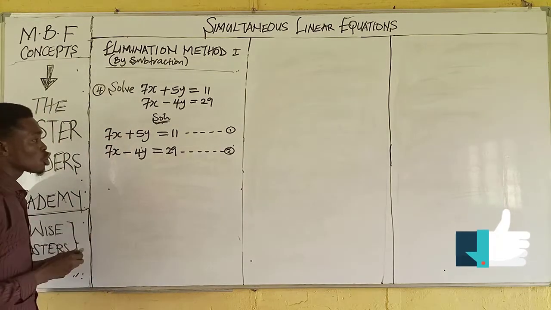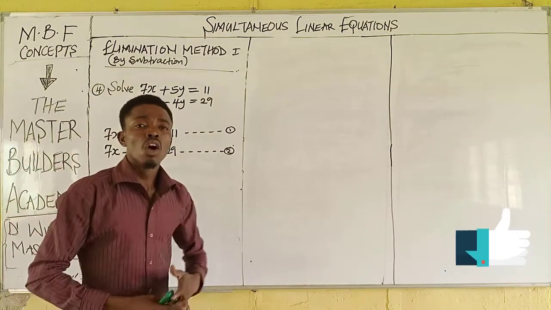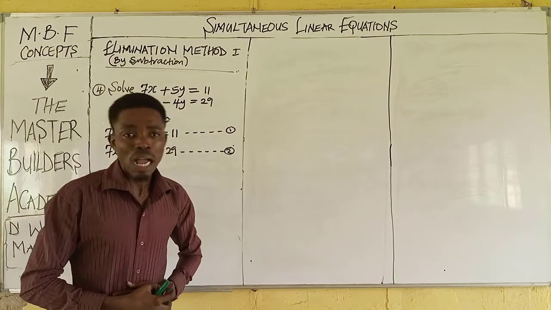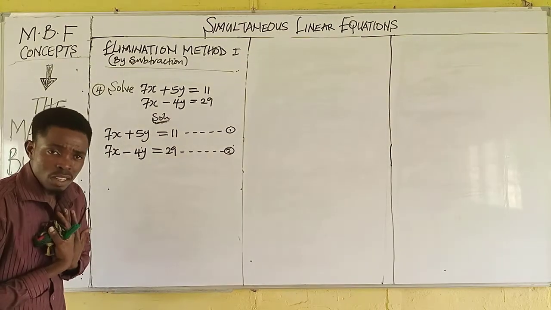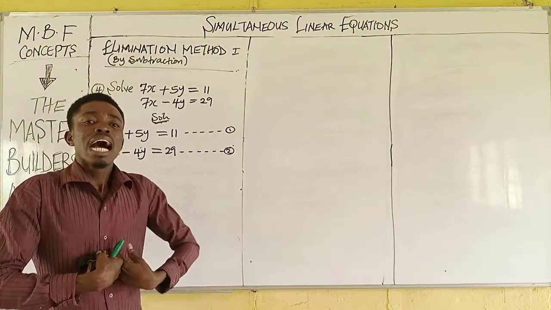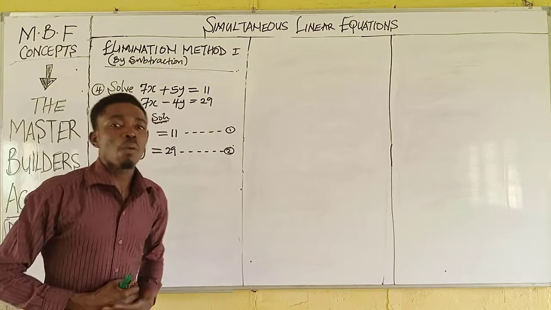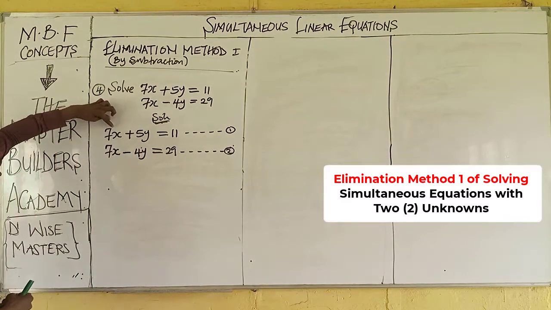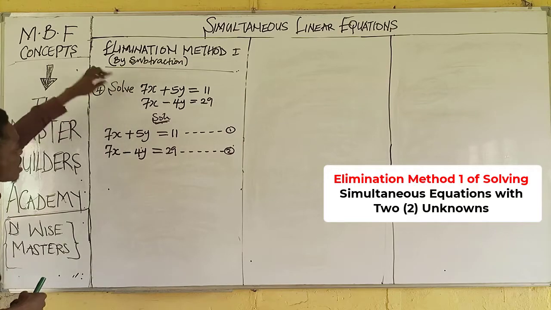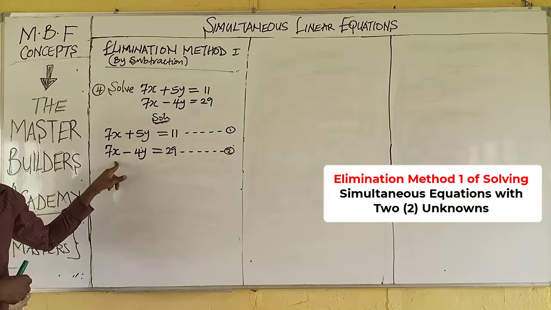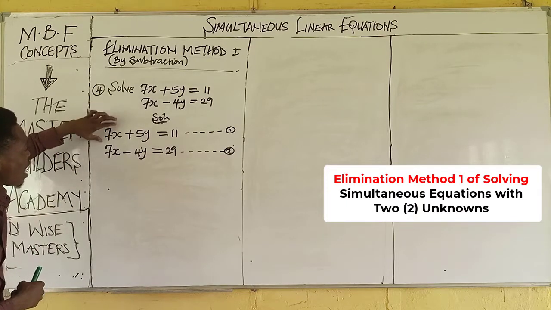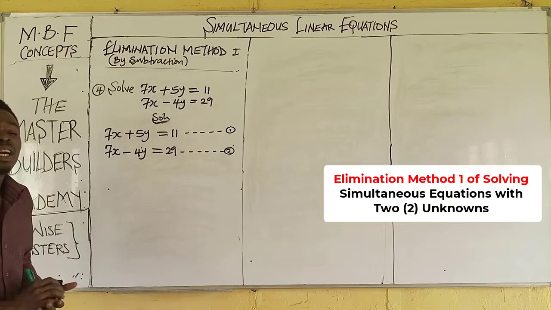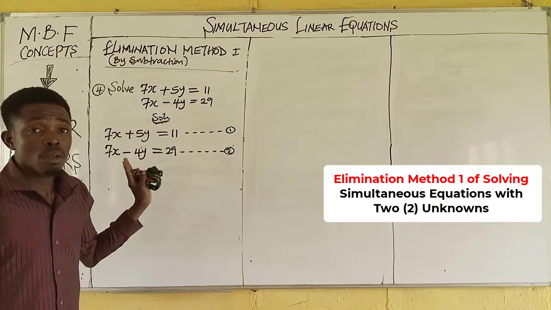Then the next thing I'm quickly going to do is to decide on the variable I want to eliminate. Of the unknowns, we have x and y. Do I want to eliminate x or y? Now, I want to eliminate x. So if I want to eliminate x, I will have to come to equation 1 and ensure that the coefficient of x in equation 1 is exactly the same as that of equation 2. Based on the equations we are given here, the coefficient of x here is 7 and the coefficient of x here is 7. Then we don't have much work to do.